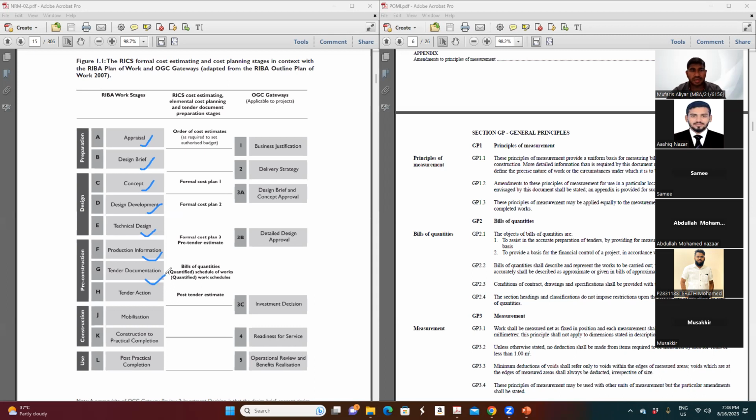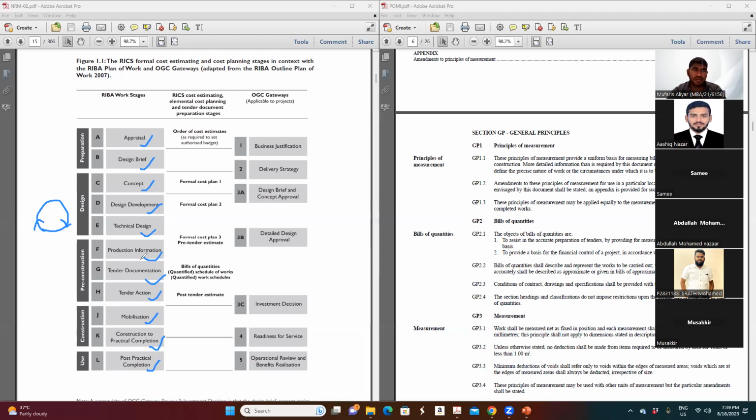Then you prepare the tender documents. Then you float the tender, price the tender and get the tender. Okay, then you award the contract. And after that, mobilize the project, start mobilizing on the site to start the work. Construction is started and completed here, and then post completion. So after the completion, the building will be used. So the whole life cycle of the project is mentioned here. So this is according to the RIBA plan of work.